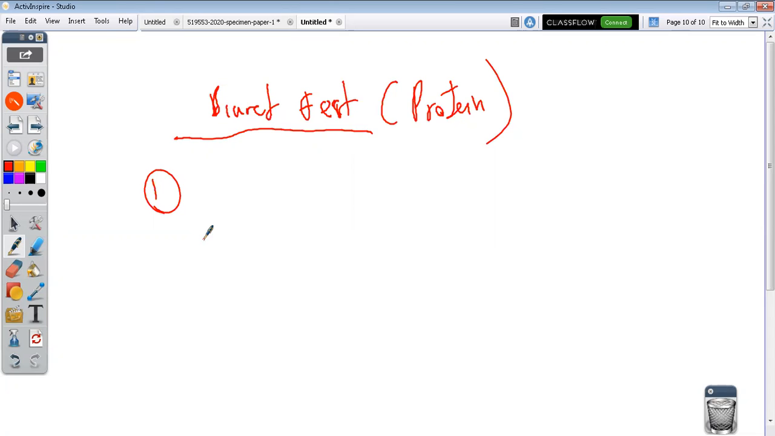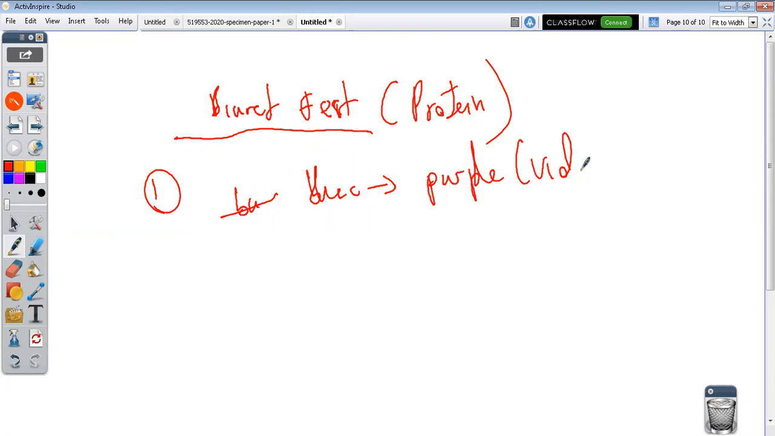So you add Biuret solution, then you shake it. This one you don't heat. That's the only one you don't heat. You simply shake. Now if you shake, what are the color changes from blue to what? Purple. Yes. Blue to purple. Some say violet. Some say lilac. Clear.